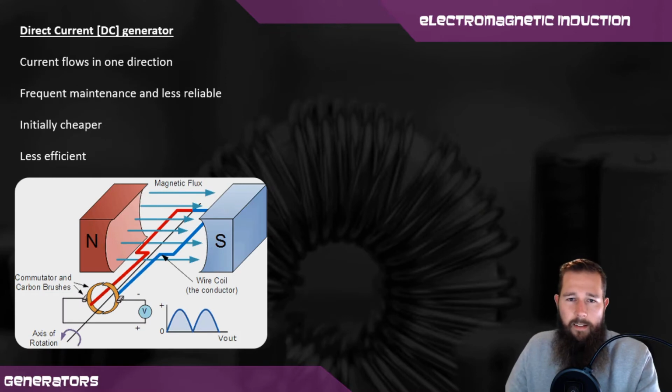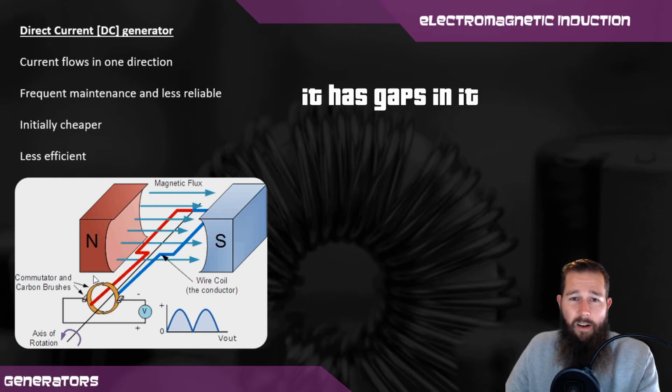Looking in detail at a DC generator, the current that's produced is a direct current, and you can see in this diagram here, the current is always in one direction. In this case, it's always positive. A DC generator has a commutator and brushes. The commutator is very similar to the slip ring, however it's got breaks in it.